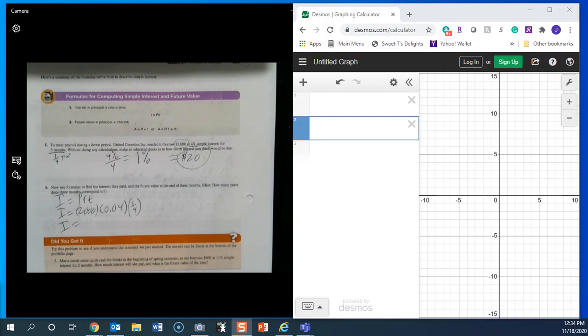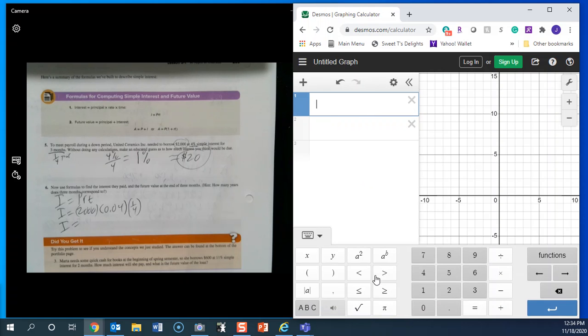Now, when we put this in our calculator, we could do 2000, parenthesis 0.04, then parenthesis 1/4. And that gave us $20.